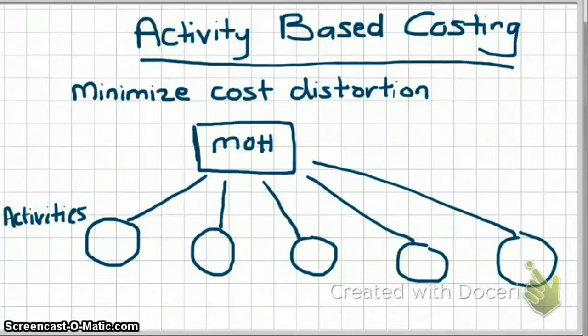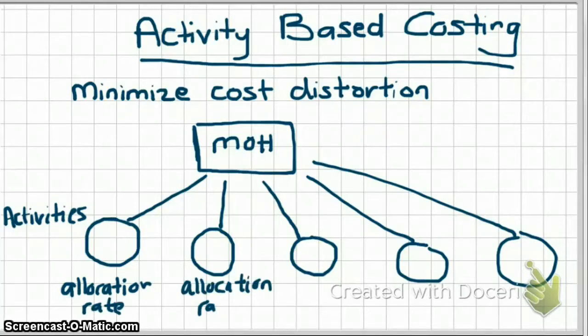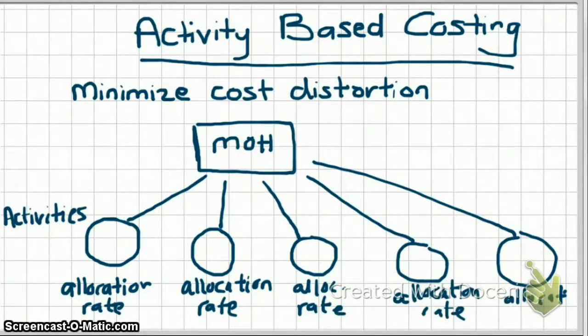And then, I bet you already guessed it, we calculate predetermined allocation rates for all activities. So here we've got 5 activities. We're going to come up with 5 different allocation rates.